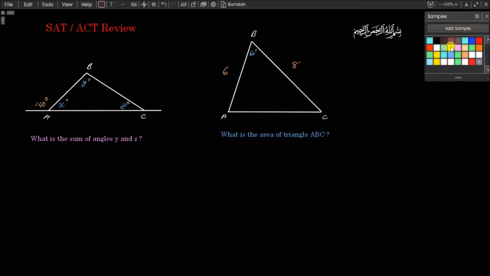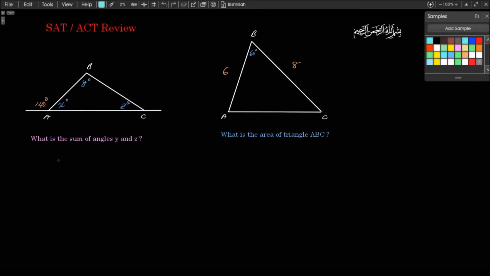I thought these were interesting questions, so let's try them. The first question states, what is the sum of angles y and z? Here we're given a triangle ABC, and the interior angles of the triangle are labeled x, y, and z degrees, as you can see. And we're asked to find the sum of angle y over here and angle z.